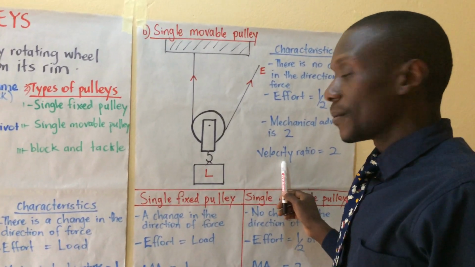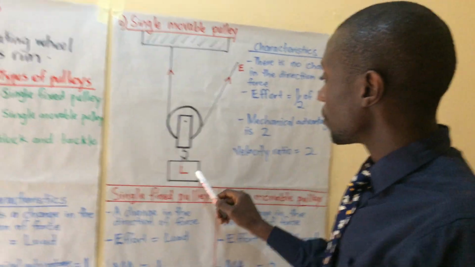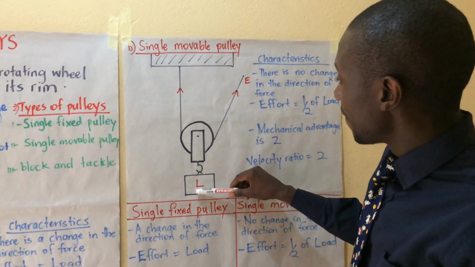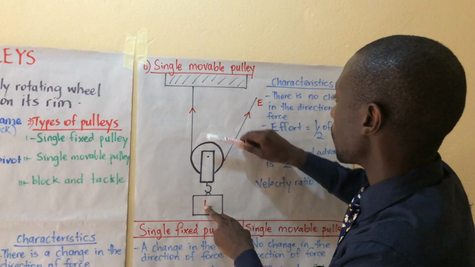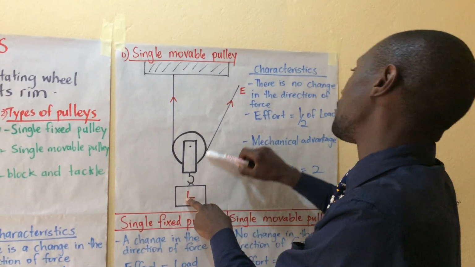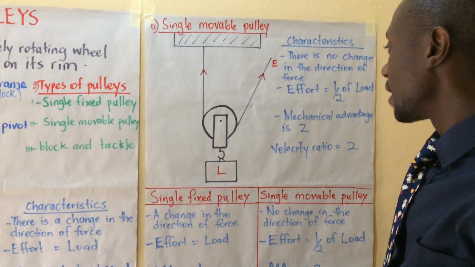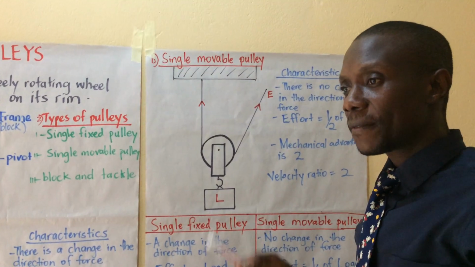The velocity ratio will also be 2. Velocity ratio, the ratio of the distance moved by the effort to the distance moved by the load, will be 2. Meaning if the load moves 5, if this one moves 5 meters, this one will have moved 10 meters, which gives us a velocity ratio of 2.